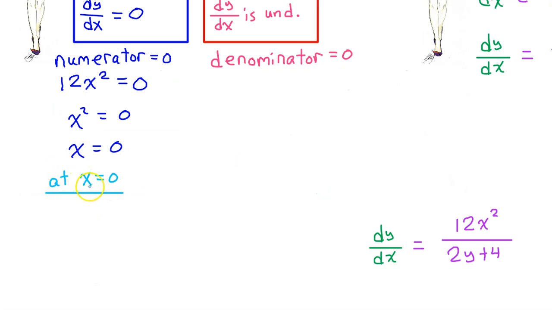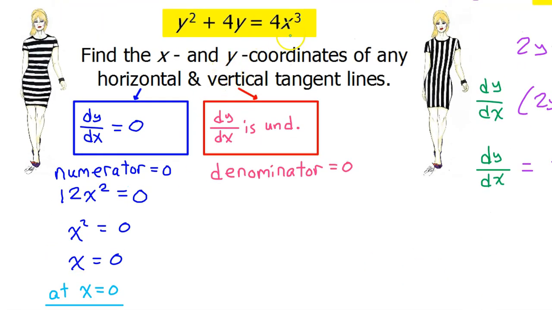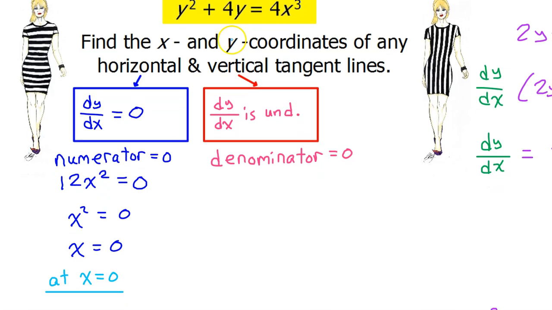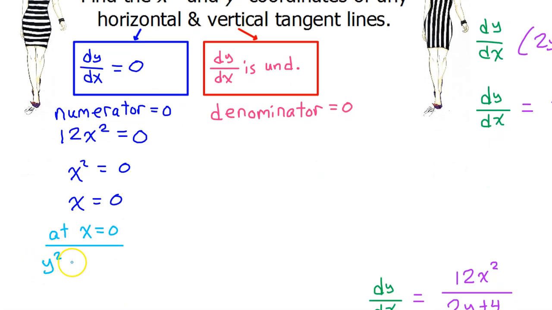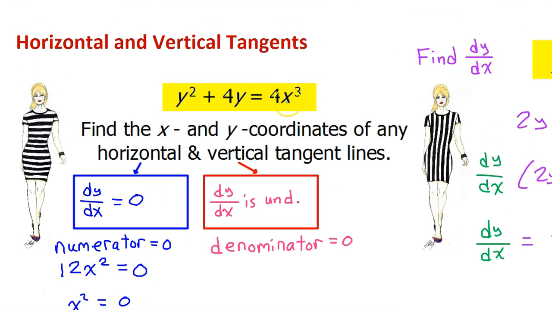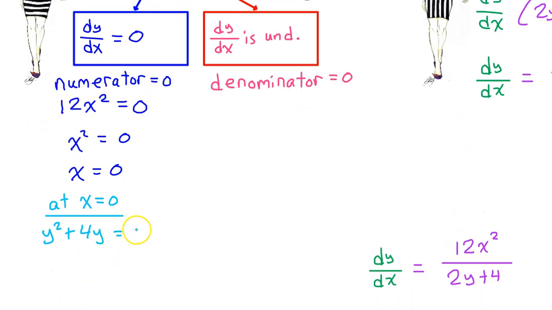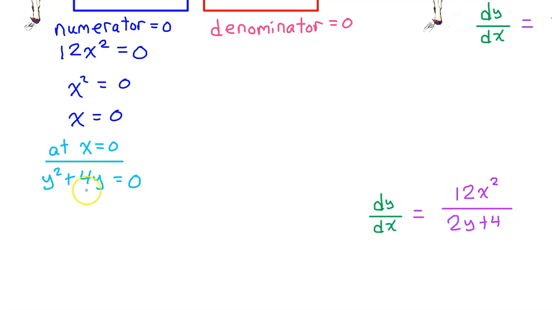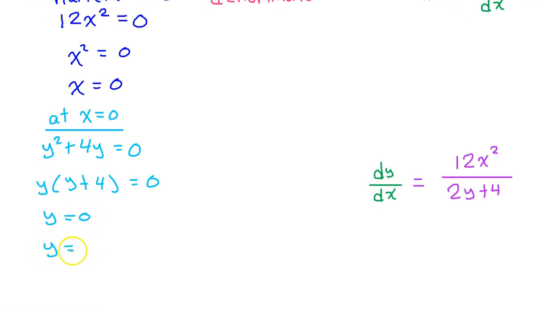Show that you are about to plug in 0 by writing the phrase at x equals 0. So I'm plugging in 0 right here. y squared plus 4y, and plugging in 0 right here will just give us 0. We can solve this equation by factoring out a common factor of y. So that will leave y times (y plus 4) is equal to 0. Setting each of these factors equal to 0 gives us y equals 0 and y equals negative 4.